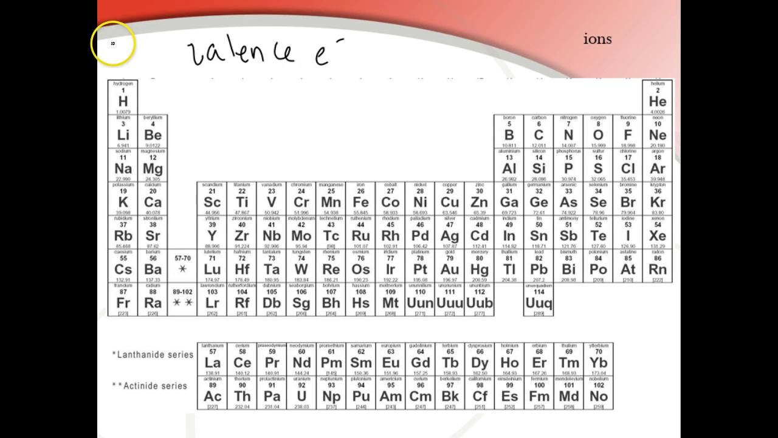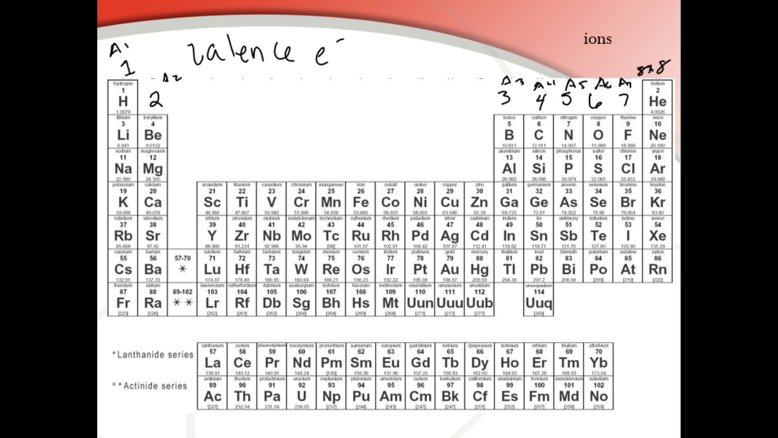So if we go over here, you'll see this as A1, A2, way over here, A3, A4, A5, A6, A7, and A8, or 7A, or whatever. It depends on your periodic table. Sometimes it's listed straight across, but those are our group numbers. So this column has 1 valence electron. This column has 2 valence electrons. 3, 4, 5, 6, 7, and 8.